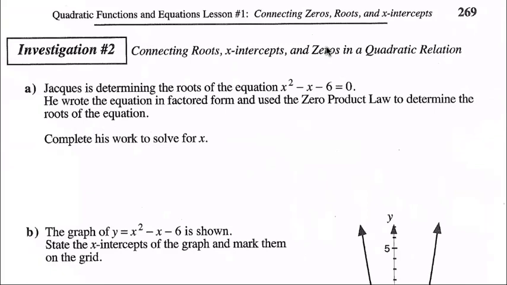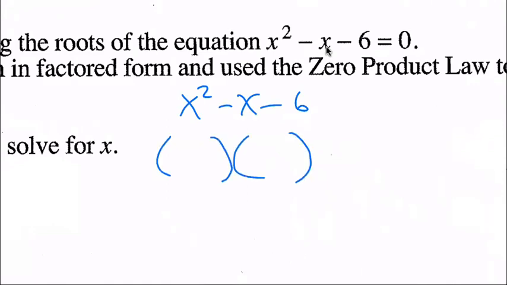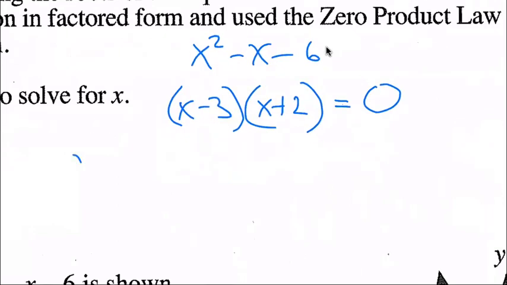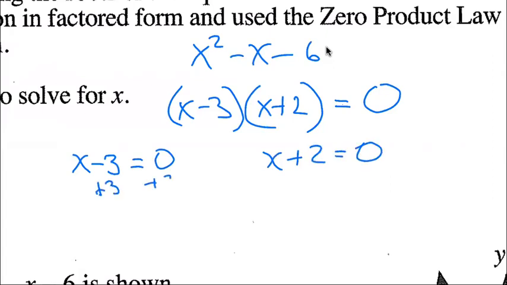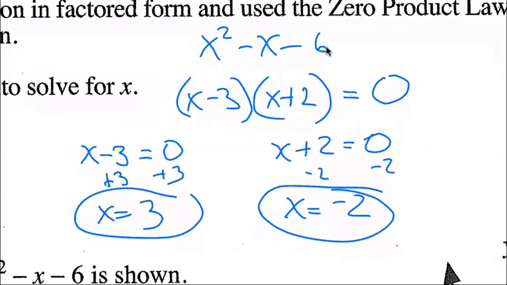So remember I said that factoring is going to be important in lots of chapters? Well, here it is again. We need to factor x squared minus x minus 6. I know that that's going to factor by inspection to x minus 3 and x plus 2. That's equal to 0. And then our zero product law says we're going to take x minus 3, make it equal to 0, take that x plus 2, make it equal to 0, and solve for x. Add 3, x equals 3. Minus 2, x is equal to negative 2. There are your two x-intercepts for this quadratic.